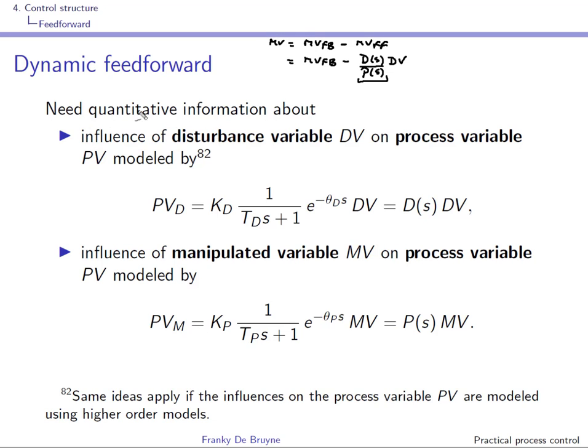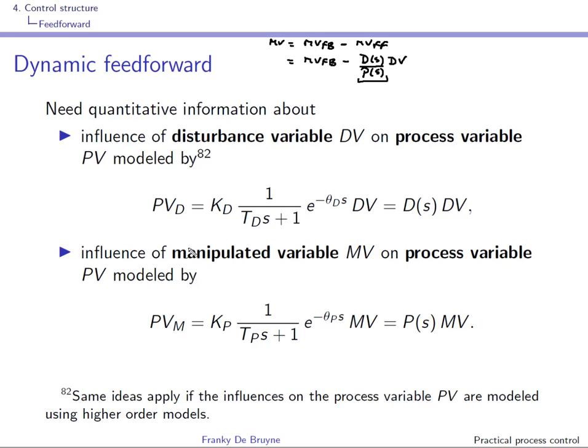So now we need quantitative information about this D of S and P of S, and what we'll do here is say, well, this dynamics is a Broida model: gain, time constants, delay, and same thing for the process dynamics. Of course, the same IDs apply if we are using higher order models. For instance, a Van der Grinten model, 2 time constants, a delay and a constant, right? Of course, we have to make sure that this one is realizable, but this will be discussed later, right?